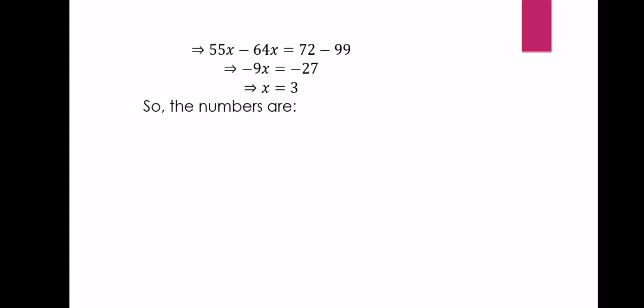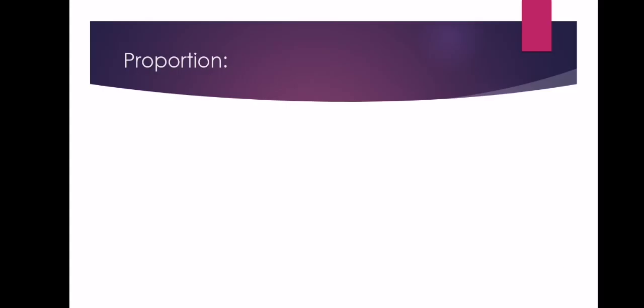So the numbers which we supposed to find out are 5x and 8x. Replacing x by 3, we get 5 into 3 is equal to 15 and 8 into 3 is equal to 24. So the two numbers are 15 and 24.